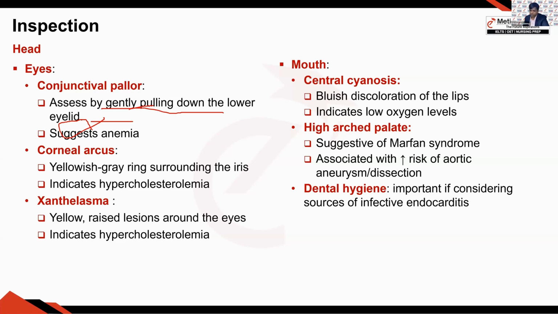Okay, the definition they may ask. Xanthoma and xanthelasma is another MCQ. You can see the difference between the corneal arches and the xanthelasma. Corneal arches are a yellowish-grayish ring. Xanthelasma is a yellow raised lesion around the eyes. There is always confusion here. A yellow raised lesion around the eyes indicates, once again, hypercholesterolemia.